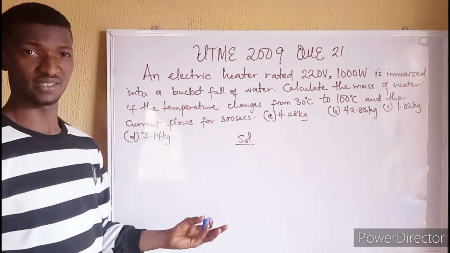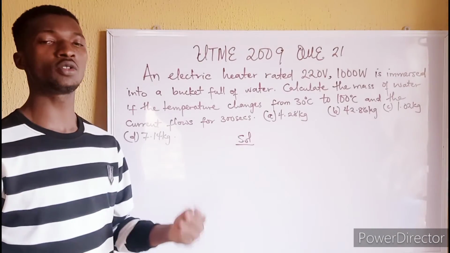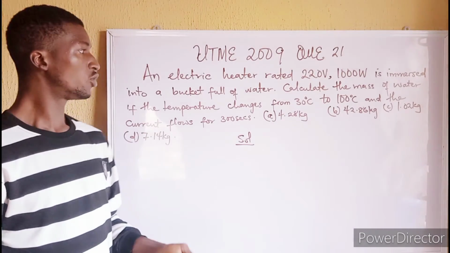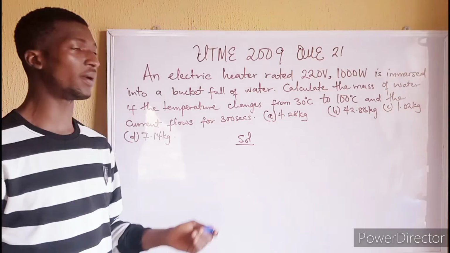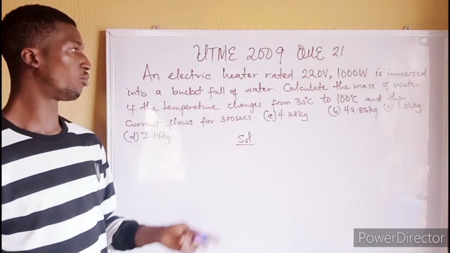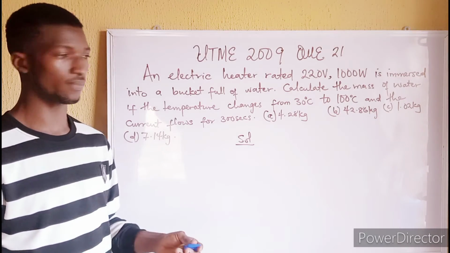Now in case like this, you realize that we are not given the heat capacity of the bucket, meaning that the container, which is the bucket, is a poor conductor of electricity. An example of such is a plastic bucket. So assuming we are given the heat capacity or even the specific heat capacity of the bucket, it means that it is a good conductor of heat. But here now, since you are not given, we will not consider the heat gained by the bucket.